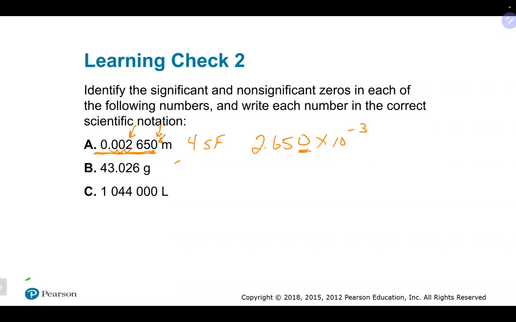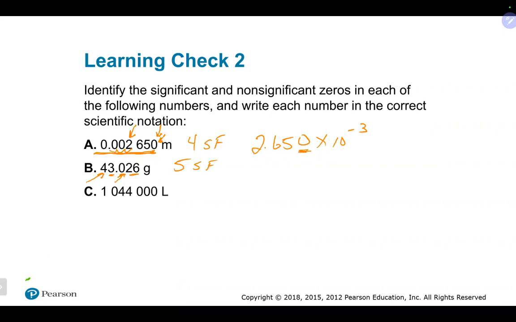This one would have 5 significant figures. So once again, we would start counting here at the 4. The 3 is significant. This 0 is between 2 non-zeros, so it does make it significant, and the rest of them would be significant as well. So the only 0 here is going to be significant in this particular number.